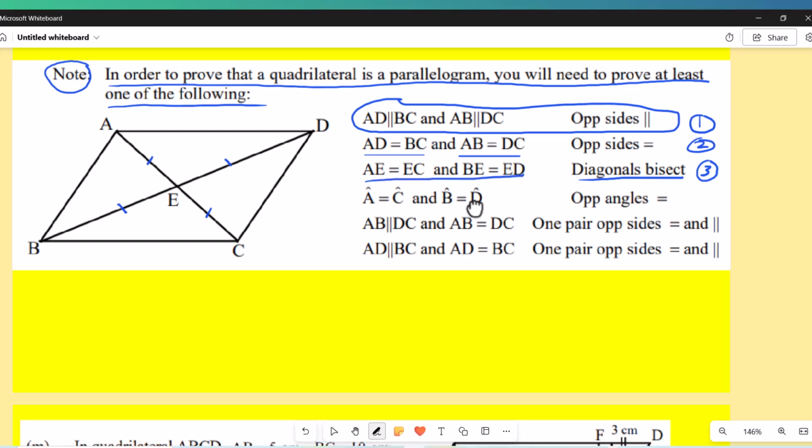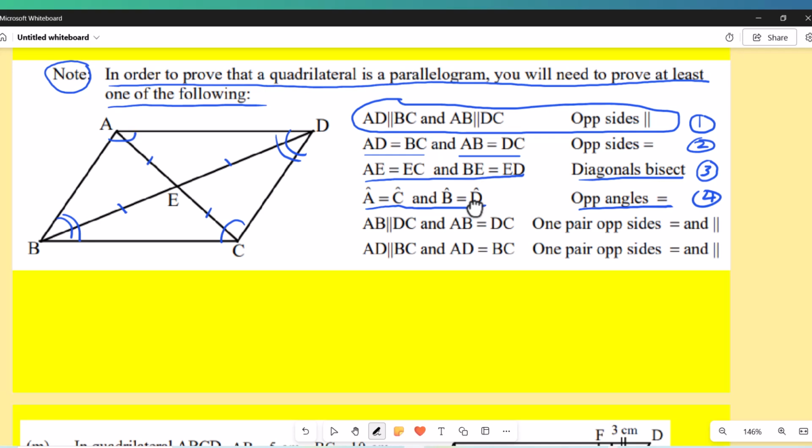Also, if you can show that angle A is equal to angle C, are we together? And also angle B is equal to angle D, it also shows a parallelogram. What's going to be our reason here? Opposite angles are equal. That's number four.